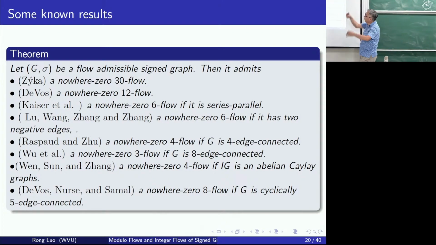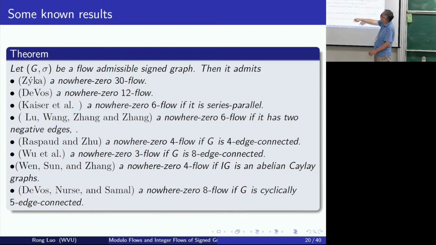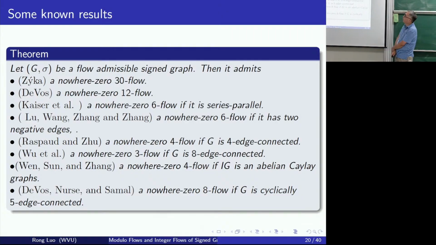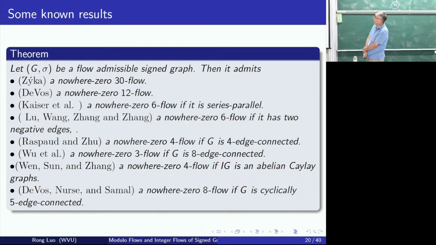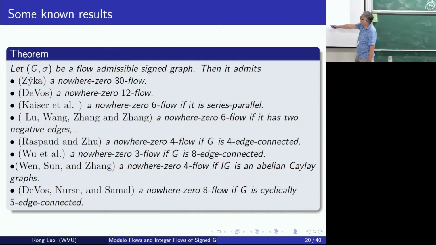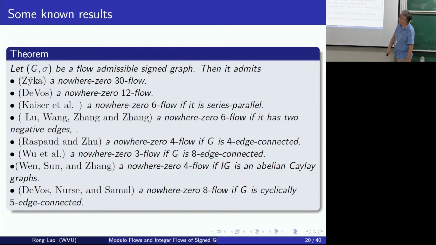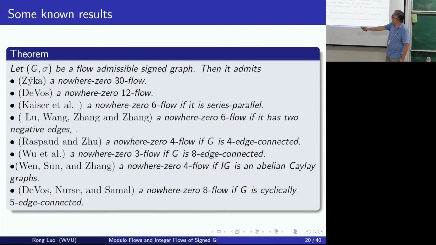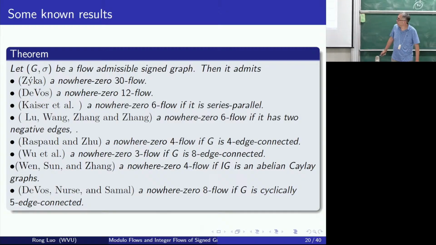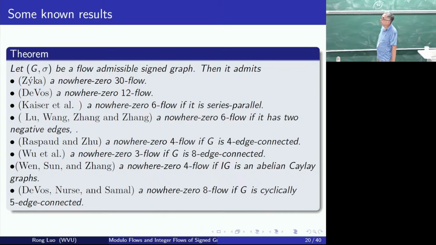And for high edge connectivity, a 4-edge-connected graph admits a nowhere-zero 4 flow, and an 8-edge-connected graph admits a nowhere-zero 3 flow. For the Kochen graph, you can prove that it admits a nowhere-zero 4 flow. And there's also a paper just posted on arXiv, and they prove that a 5-edge-connected graph admits a nowhere-zero 8 flow. What was the regular Tutte's 4-flow conjecture?